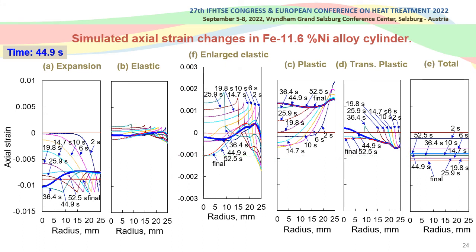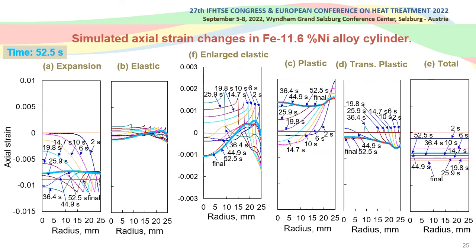The slide shows the various strains at 44.9 seconds. The strain distribution shows the same trend as in the previous slide. The decrease in elastic strain at the core corresponds to an increase in plastic strain and transformation plastic strain in that area. The increase in total strain leads to an increase near the surface of the elastic strain distribution.